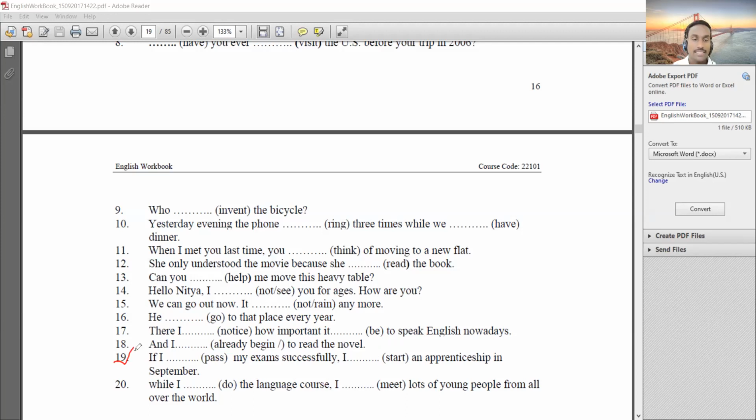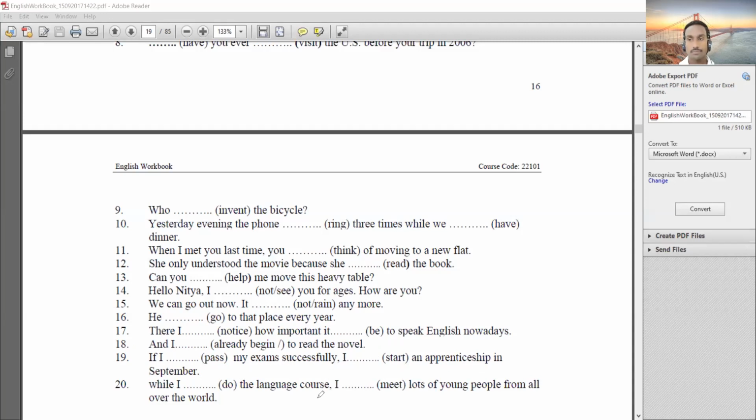Then here is number 19. It says, "If I (pass) my exams successfully, I (start) an apprenticeship in September." Will pass, will start. I will. Will pass, will start?